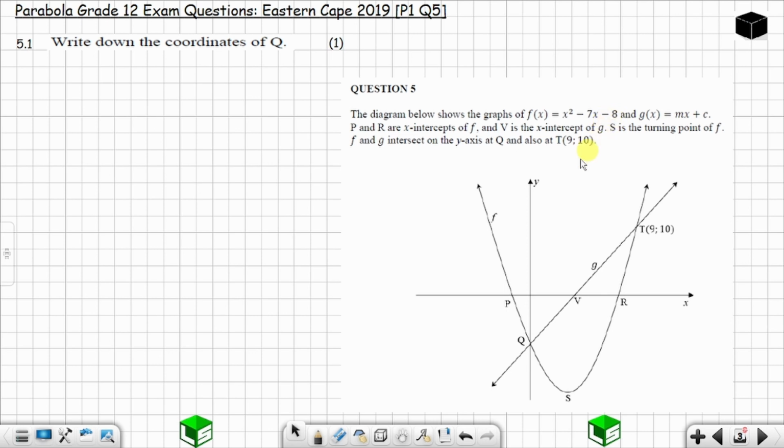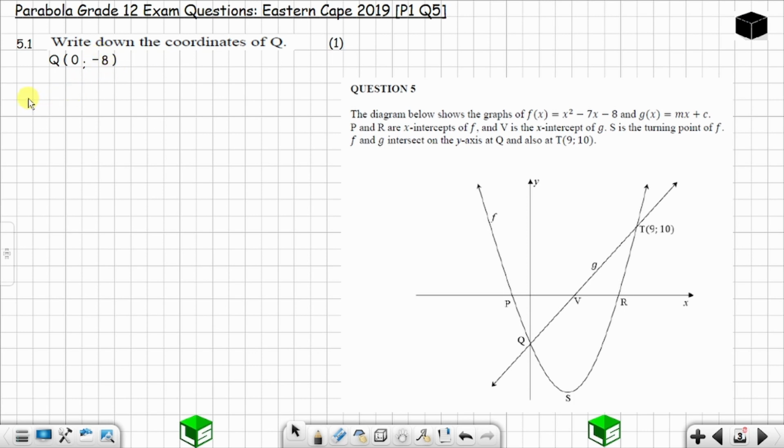You know that the y-intercept in this question is Q. Now the coordinates of Q are going to be (0, negative 8). Remember at the y-intercept, x is equal to 0. This is the x-coordinate and this is the y-coordinate.